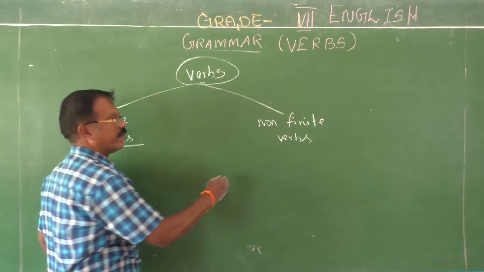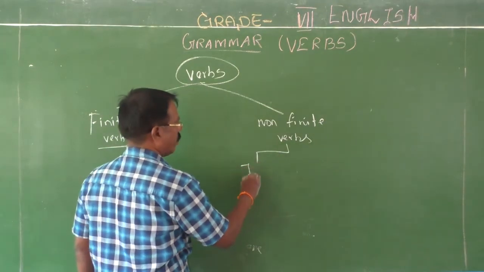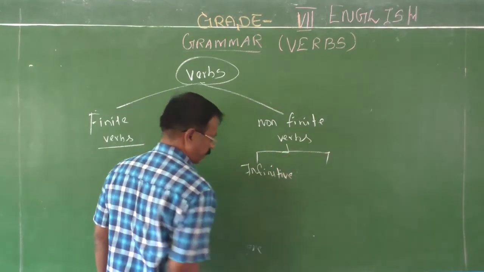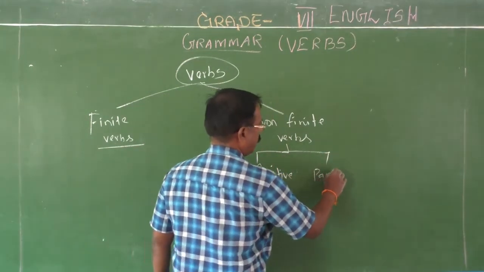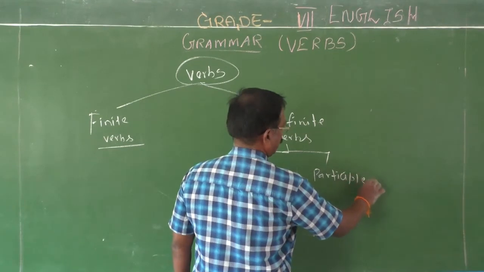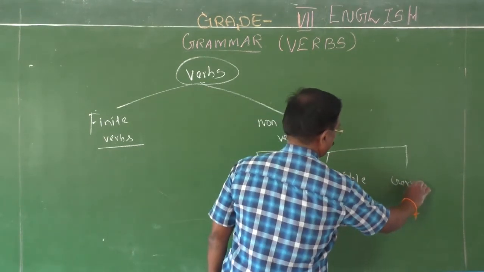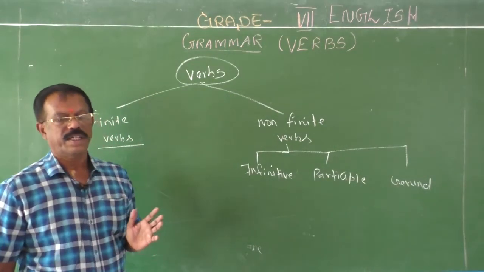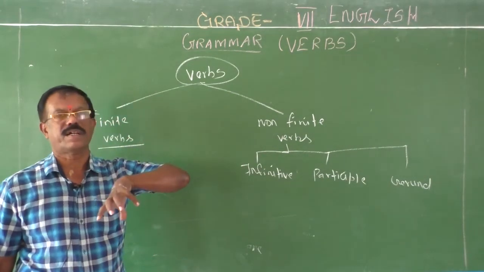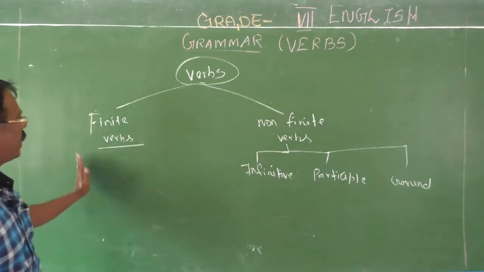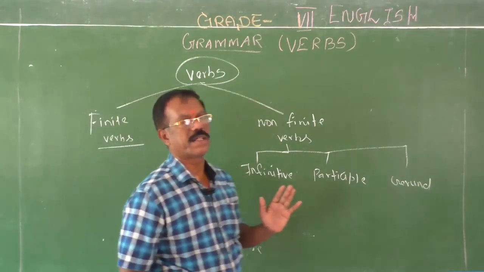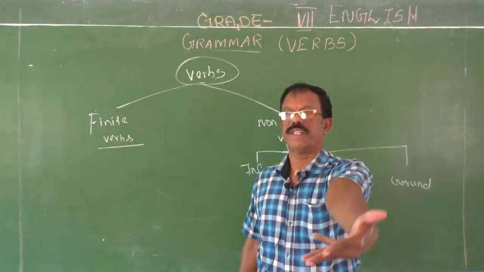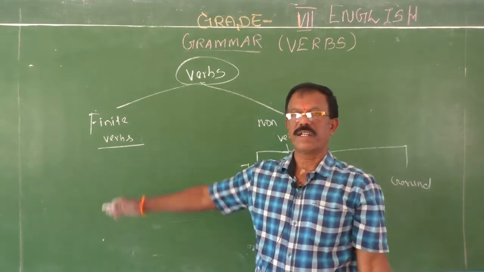And non-finite verbs are three in number. They are called infinitive, participle, and then gerund. So these verbs are called non-finite verbs. They are not restricted by the person or number of the subject, but finite verbs are restricted by the number and person of the subject. They change according to the person and according to the subject number, so they are called finite verbs.